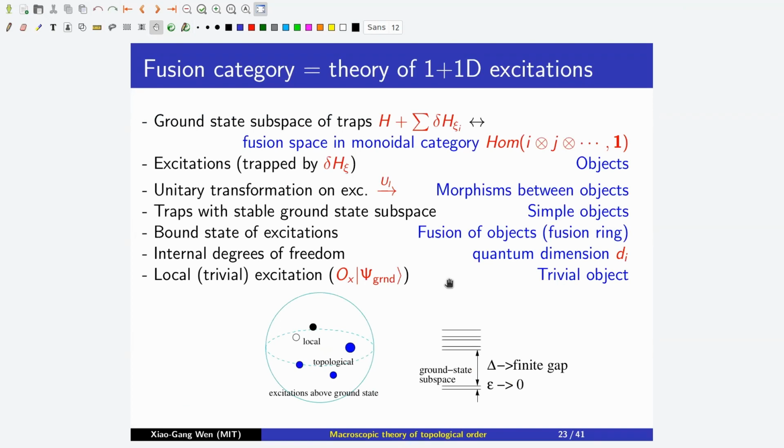Okay, so that's a more mathematical part. The point is that the fusion category is a theory for 1+1D excitations, and the ground state subspace with the trap is called the fusion space. It's a Hom space. If you read some category literature, you see Hom a lot. But the Hom is a ground state subspace. There's one philosophy in physics that only Hom spaces are physical, and all other things are not physical. The Hom space is the ground subspace.